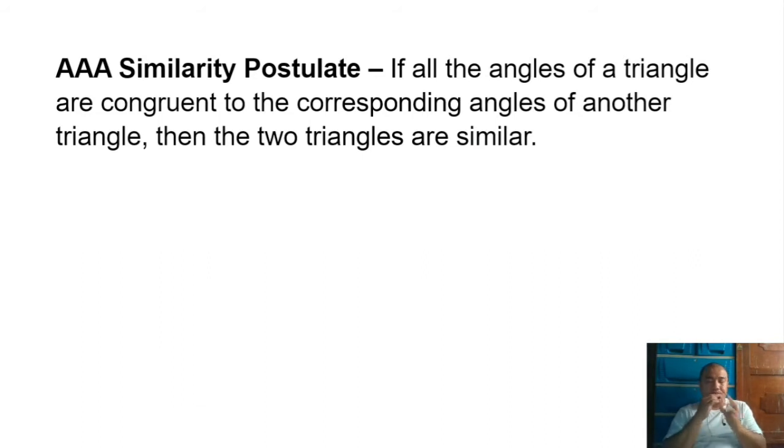And we have here another similarity postulate, which is called the AAA similarity postulate. What does A stand for? Angle. So if all the angles of a triangle are congruent to the corresponding angles of another triangle, then the two triangles are similar.